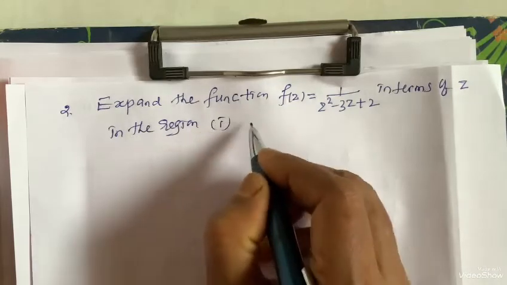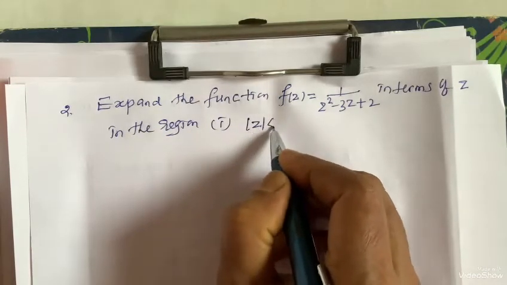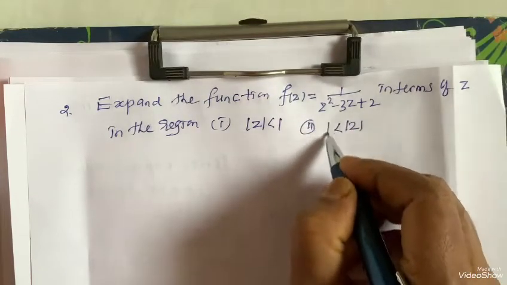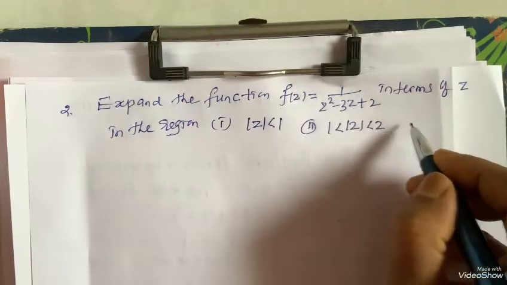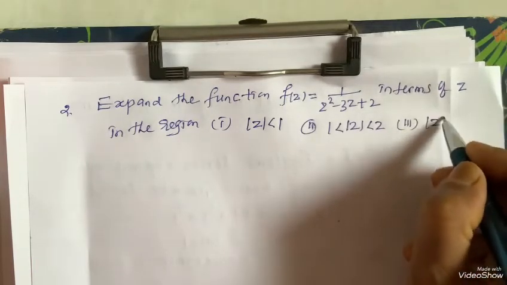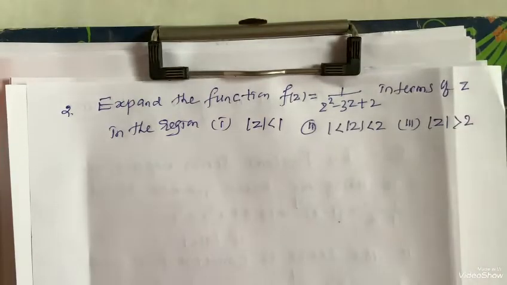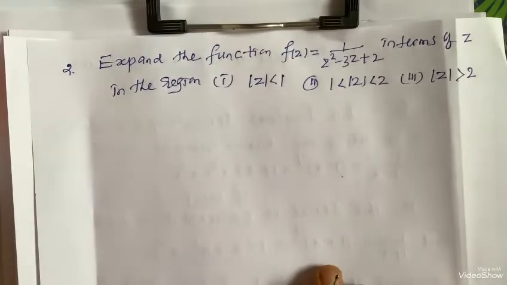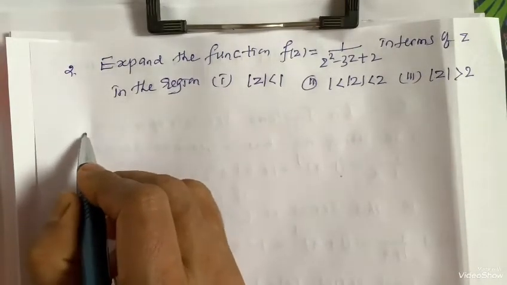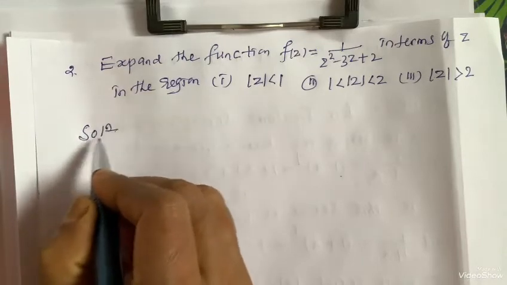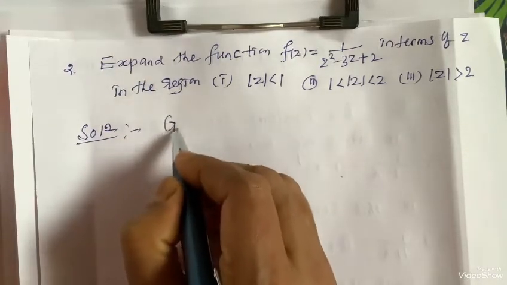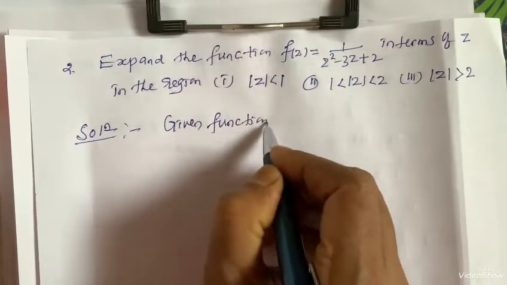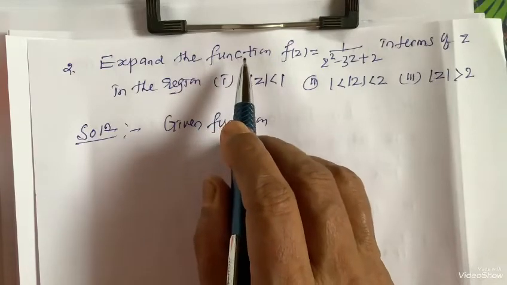See here, three regions they will give: mod z less than 1, second mod z greater than 1 less than 2, third mod z greater than 2 here. So three regions will be given. Usually for the examination, not three regions they will give, only either one region or two regions. So here I will take the given function. See, it is not given as a Taylor's or the Maclaurin's.